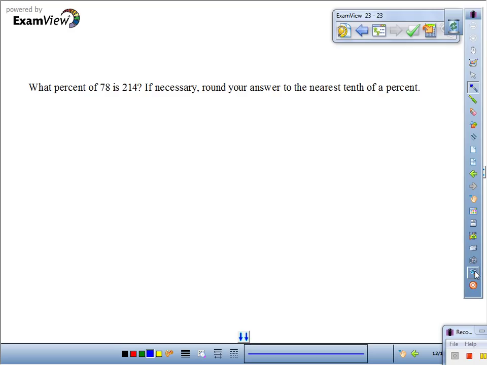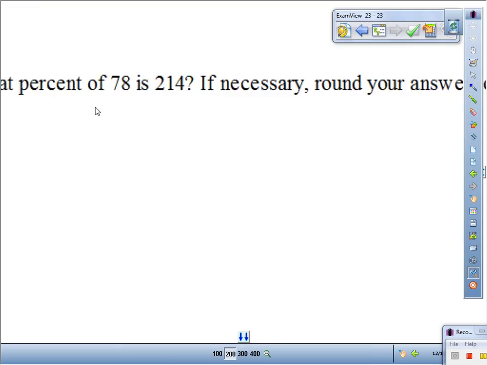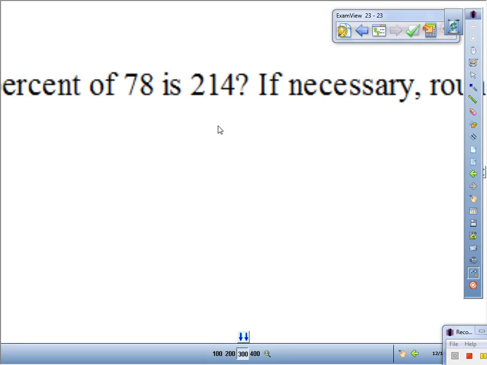Number 23. Copy these numbers on your paper. Percent of 78 is 214. Copy that on your blank sheet of paper. We're going to do this one together again to get practice. It says percent of 78 is 214. Copy that on your blank sheet of paper. Percent of 78 is 214.